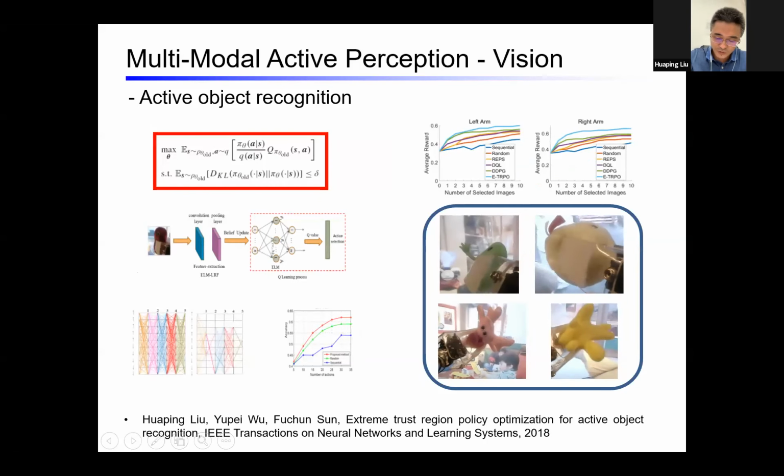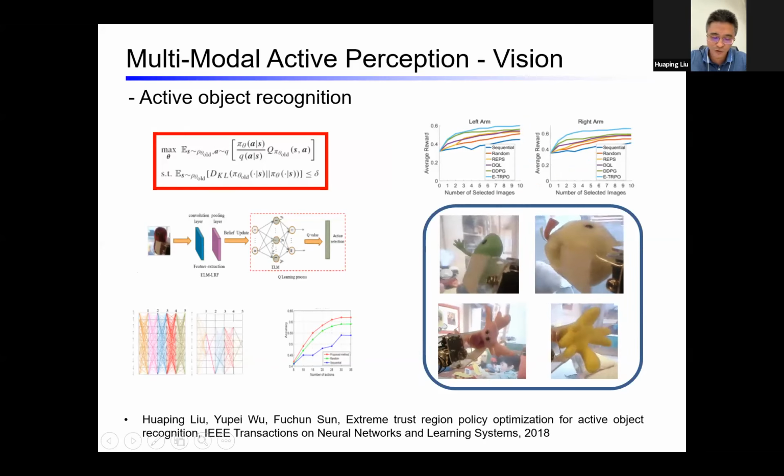This is an active object recognition task. In many practical scenarios, only one single view is provided, and the viewpoint ambiguity may lead to great challenge for visual object recognition. In this work, we develop a deep reinforcement learning method to actively recognize objects by choosing a sequence of actions for an active camera.